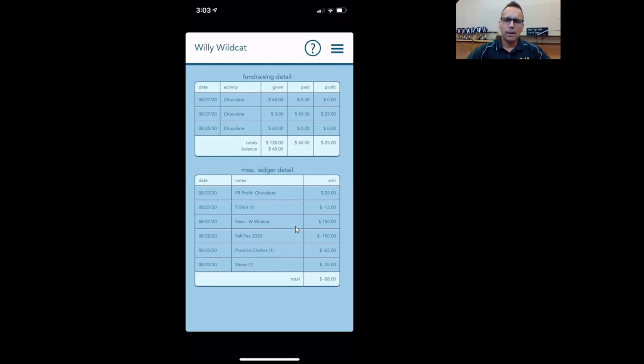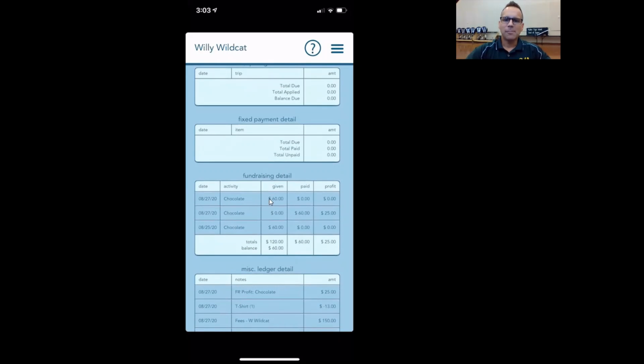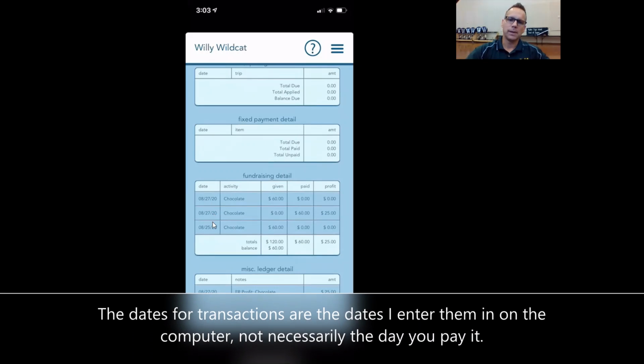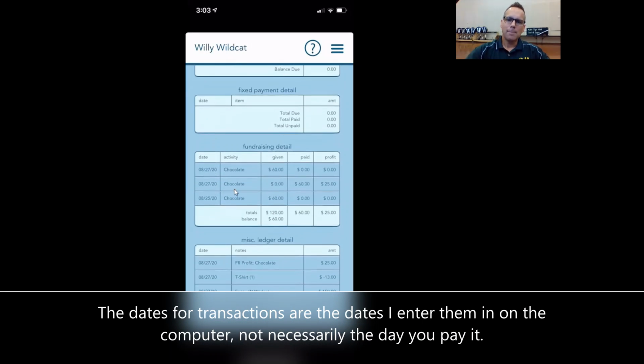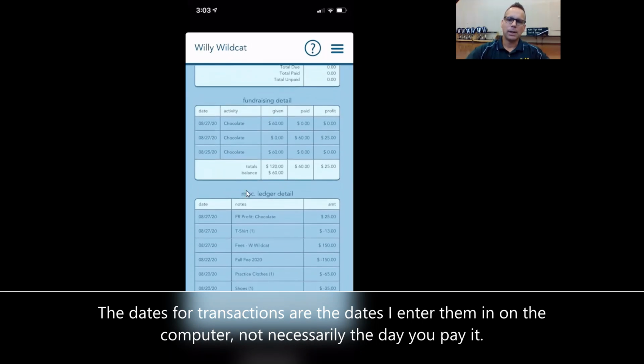You may pay something like this box of chocolate that may have been checked out not exactly on this day, but that's the day that I put the transaction into CHARMS. The payment may not have been on that exact day. It may have been 3 or 4 days earlier than that. But that's the day that I put it into CHARMS.